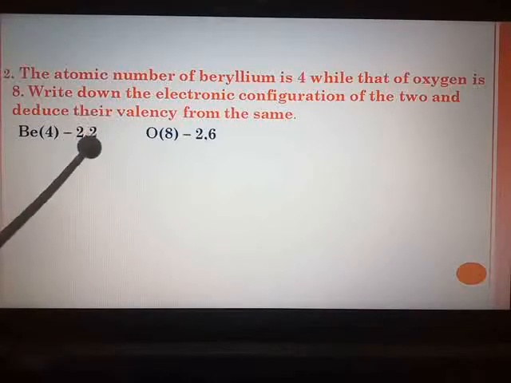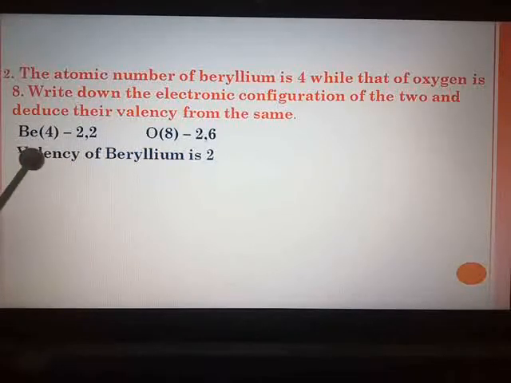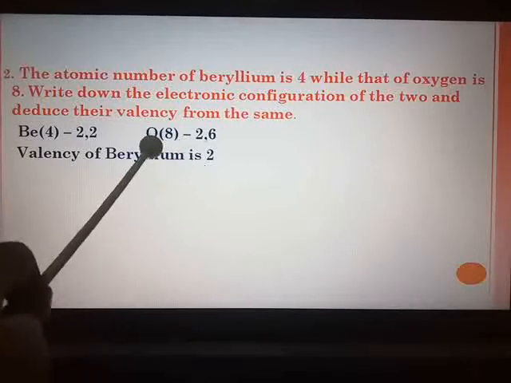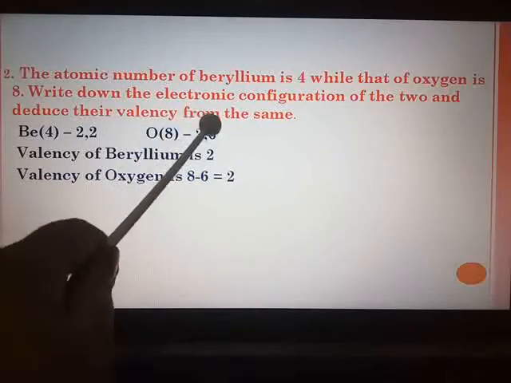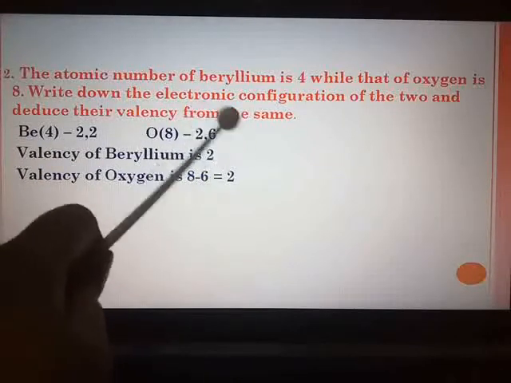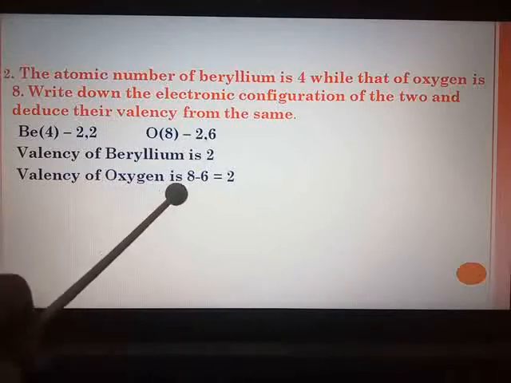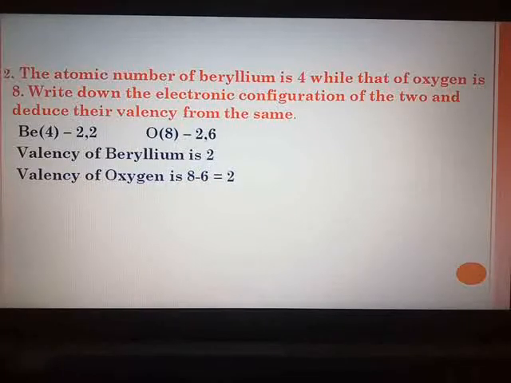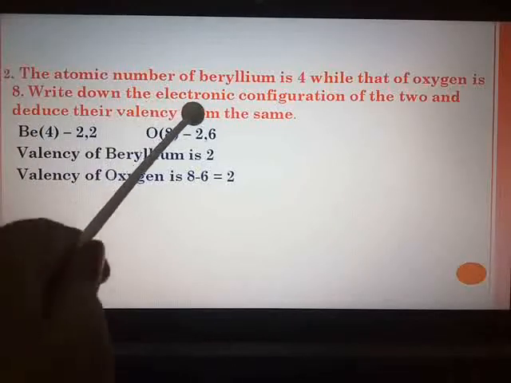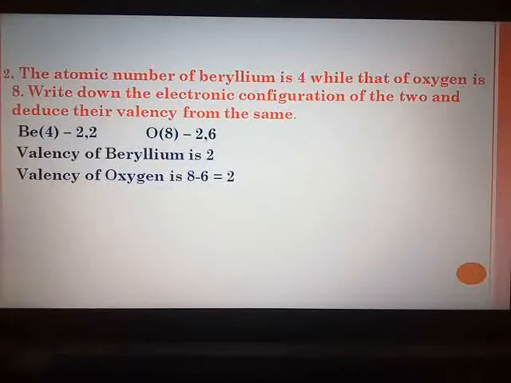Now beryllium has 2 electrons in the outermost shell which it will donate to become stable. So valency of beryllium is 2, and oxygen has 6 electrons in its outermost shell. To become stable, it will not donate 6 electrons, rather it will accept 2 electrons, and so valency of oxygen is 8 minus 6, that is 2. Why 8 minus 6? Because for the second shell to become stable, 8 electrons are necessary. I hope up till here you have followed.